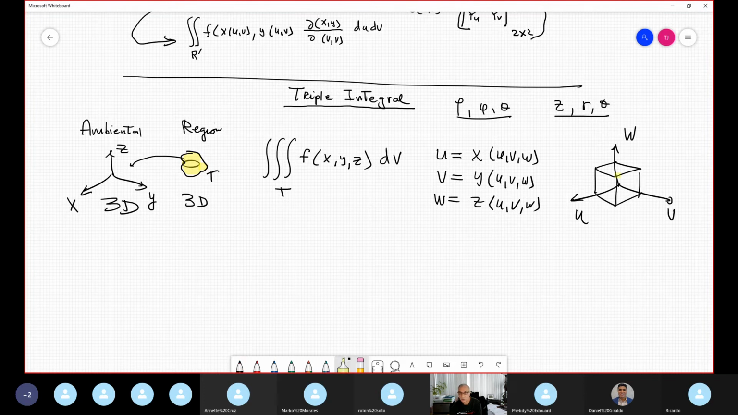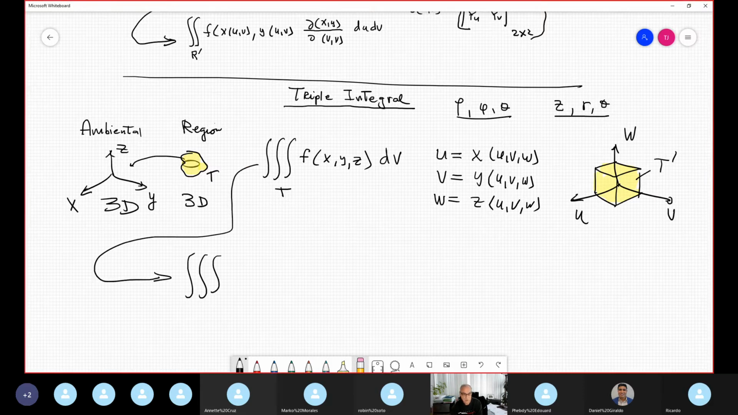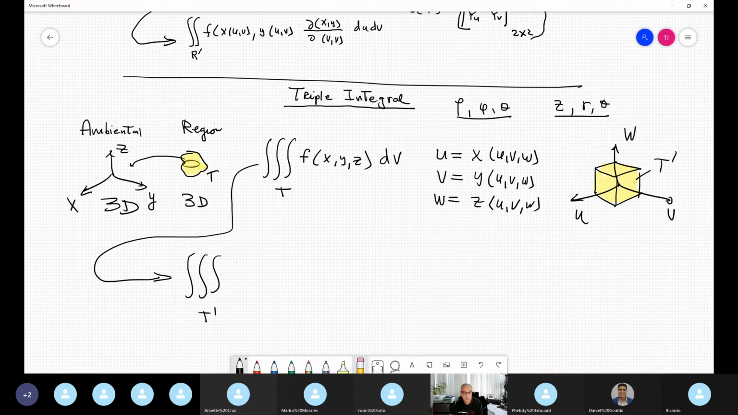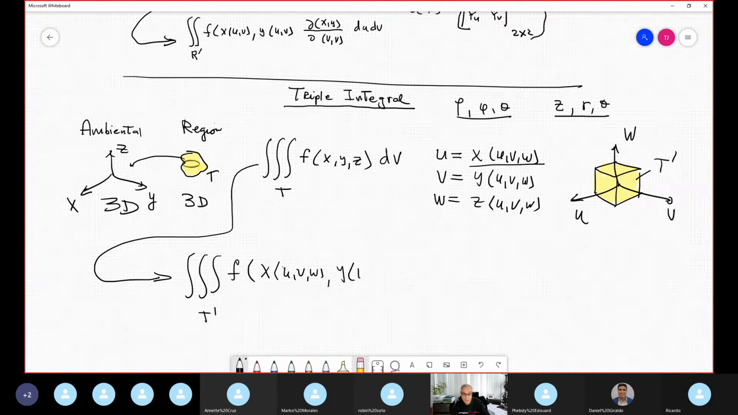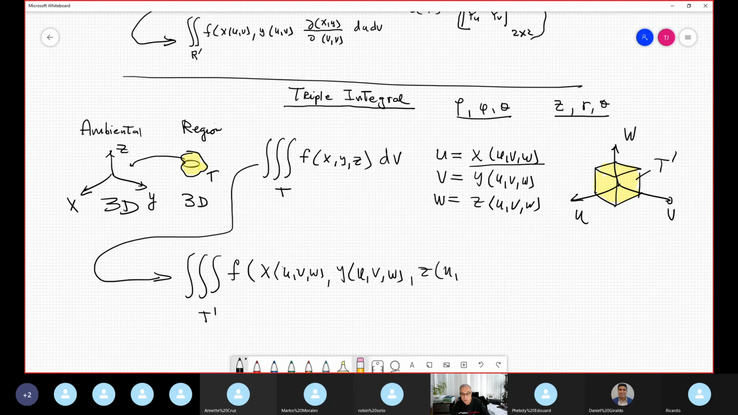Because you are doing this change of variable to make this solid easy, the image of this solid is now T prime. Then, when you set up this integral using the new transformation over T prime, you evaluate the function: x is a function of u, v, w, y is a function of u, v, w, z too. You plug the substitution into the integrand function. And this is the famous Jacobian in 3D, the partial of x, y, z with respect to u, v, and w.